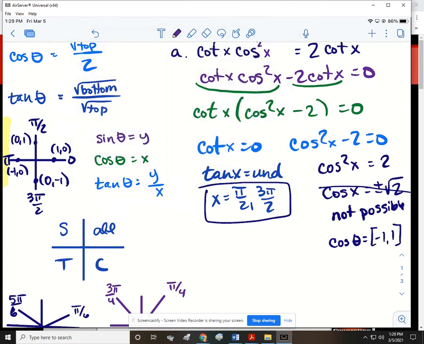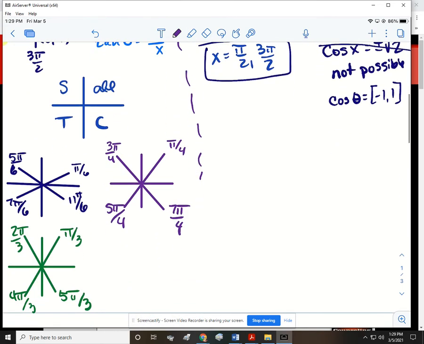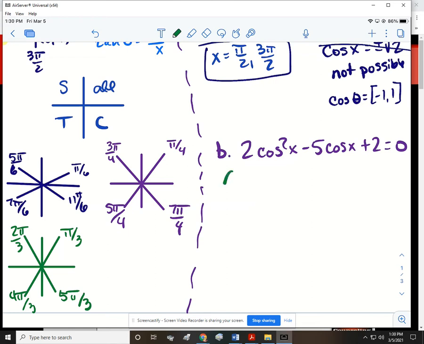Okay, so that's kind of the stuff we're going to be working with today. Okay, so let's look at the next one. So for B, we have 2 cosine squared of x minus 5 cosine of x plus 2 equals 0. All right, now this is going to be like good old-fashioned factoring. So this is a trinomial, kinda.